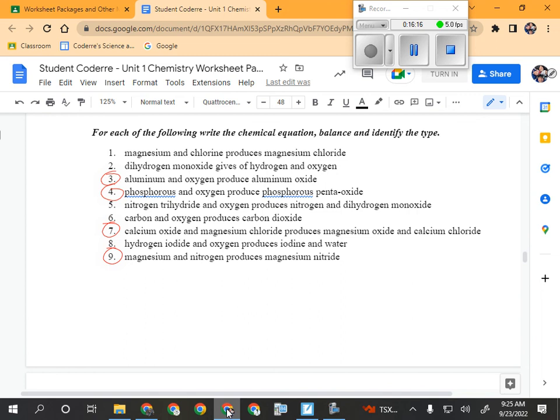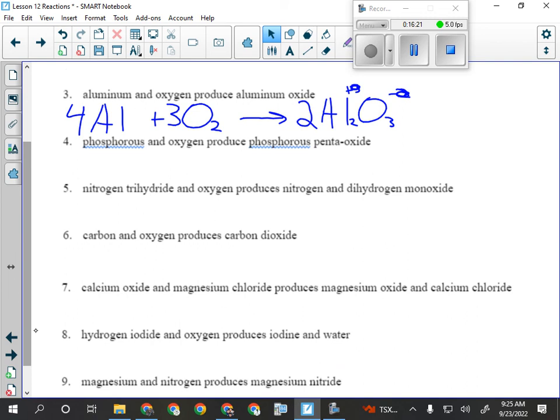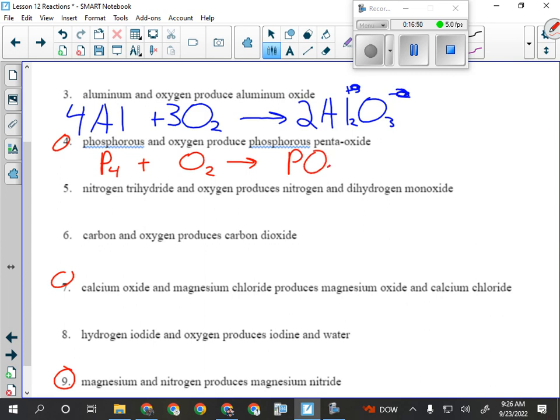Okay, let's look at 4 and 7 here. We had 4, 7, and 9, right? That's the ones we were doing? Okay, so for number 4, phosphorus. How do I write phosphorus when it's an element? P4. Okay, how about oxygen? Okay, and that's going to produce phosphorus pentaoxide. Everybody all right with that?